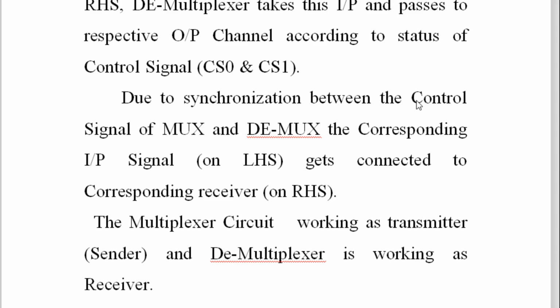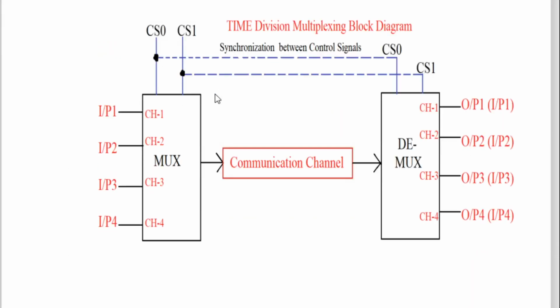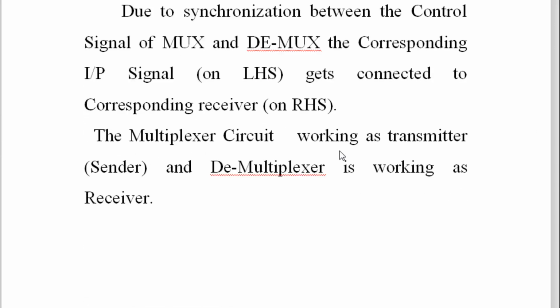Due to synchronization between control signals of the multiplexer and demultiplexer, the corresponding input signal on LHS, left hand side, gets connected to the corresponding receiver on RHS, because here the receiver of information signal number 1 on RHS is channel number 1, and accordingly the multiplexer circuit works as a transmitter, that is sender, and the demultiplexer circuit is working as a receiver.